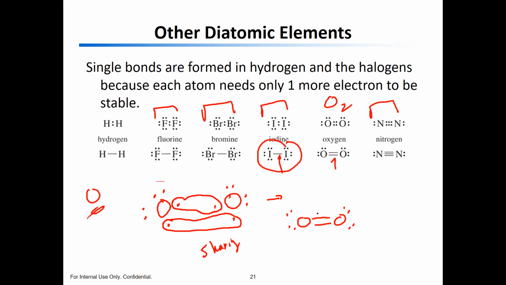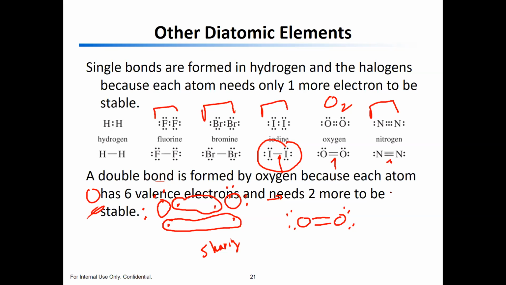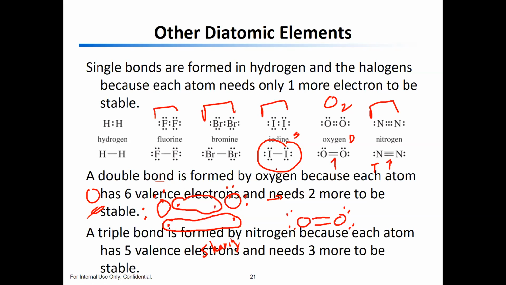What do you think 2 lines mean? Double bond. What do you think 3 lines mean? Triple bond. Which one do you think is stronger? A single bond, a double bond, or a triple bond? Triple bond, right?